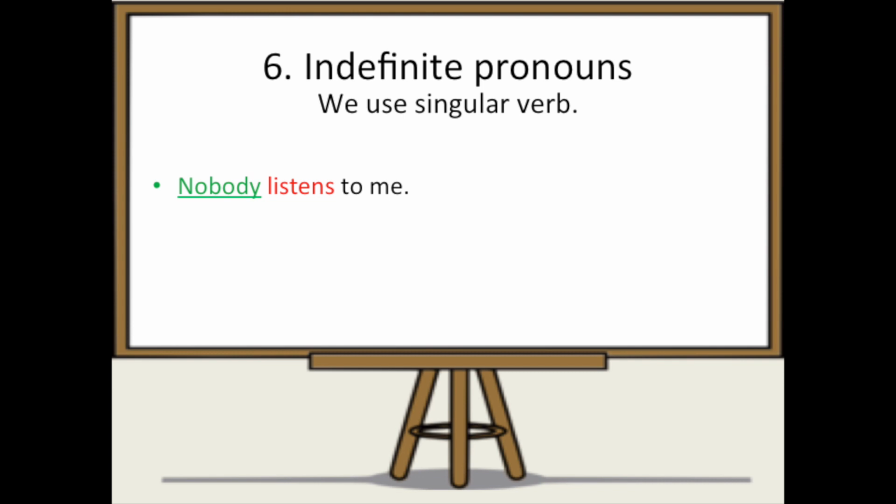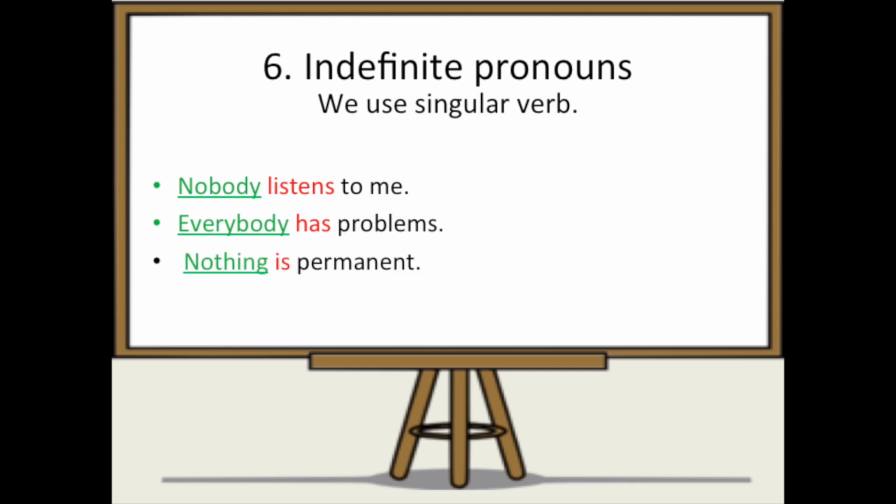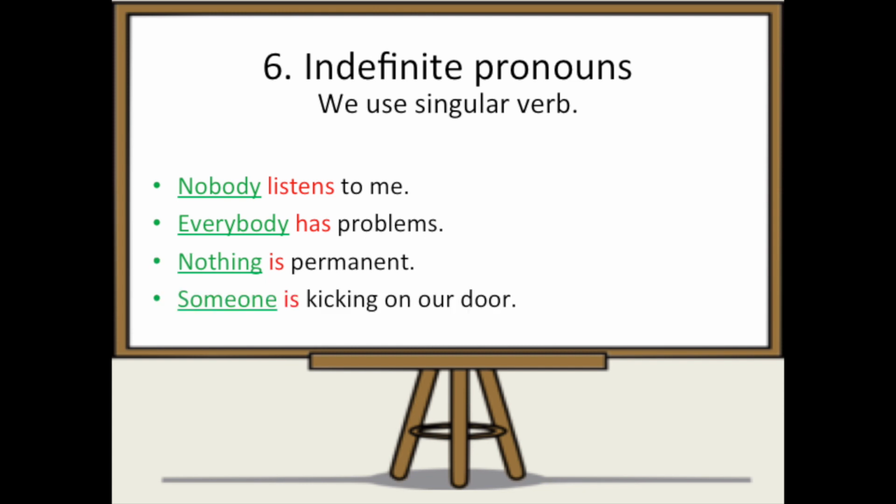Nobody listens to me. If you use everybody, even though everybody is indefinite, you still use a singular verb. For example, everybody has problems. Okay? Everybody has problems. Next one. Nothing is permanent. Okay? And the next one. Someone is kicking on our door. So for all those words, you use a singular verb.